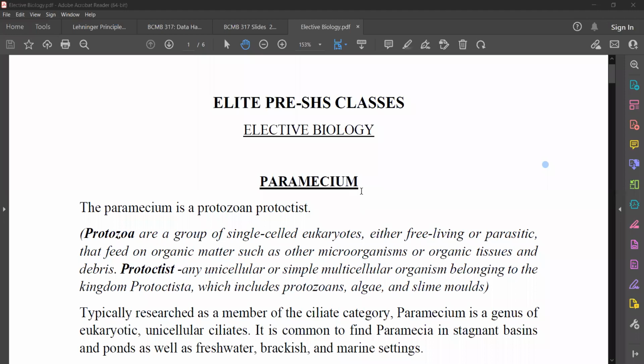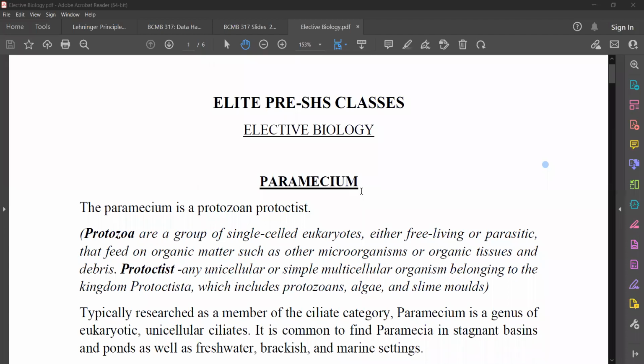I told you the last time, eu meaning true, and then karyotes or karyon coming from the word nucleus. So true nucleus. So it means that the Paramecium is a single-celled organism that has a true nucleus, and it's free living. So it doesn't have to depend on any other organism or any other mechanisms for survival. As a single cell, it's able to survive on its own and carry out all the life processes. It can also be parasitic, meaning it could feed on other organisms for survival. It could feed on some organic matter, it could feed on debris.